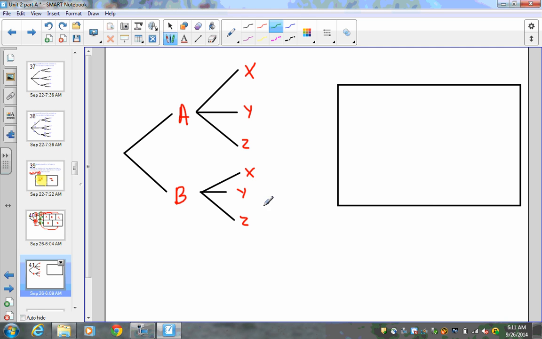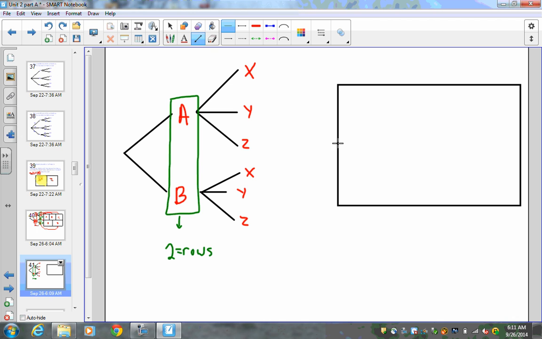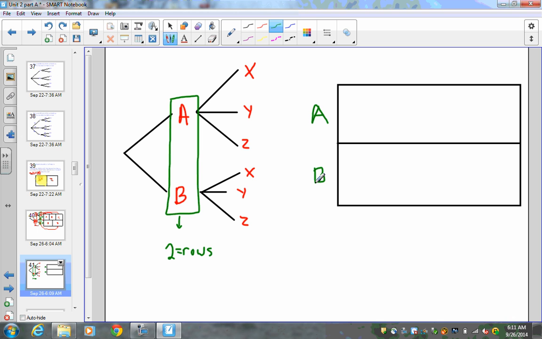Now, looking at this tree, looking at this area model, I already know I'm going to have two rows because it's been divided up two times on the first expansion. So I'm going to have two rows, and for labeling purposes, this will be row A. This will be row B.